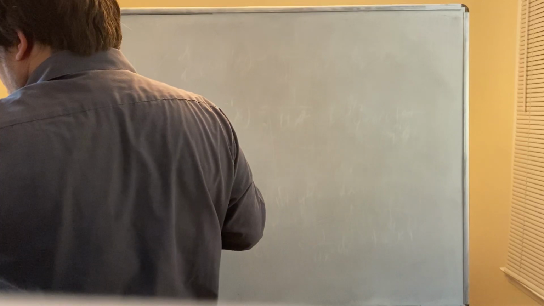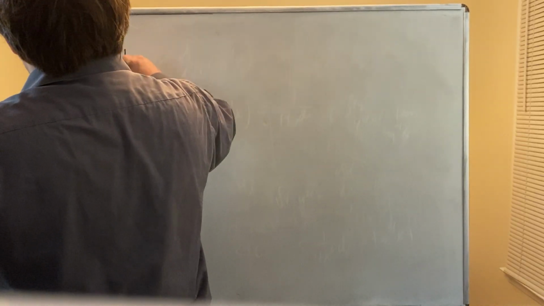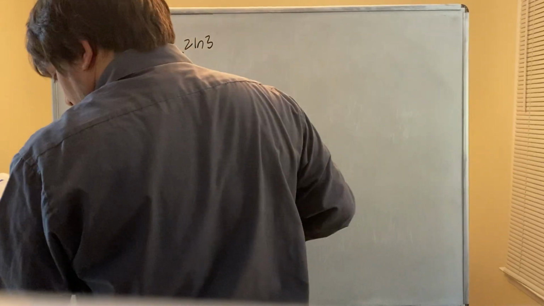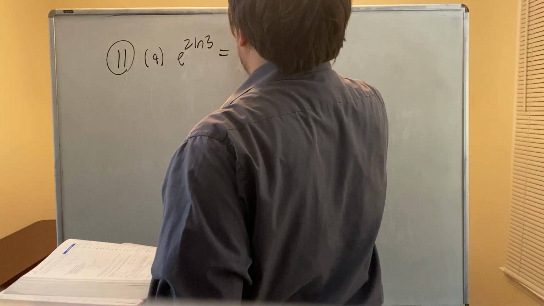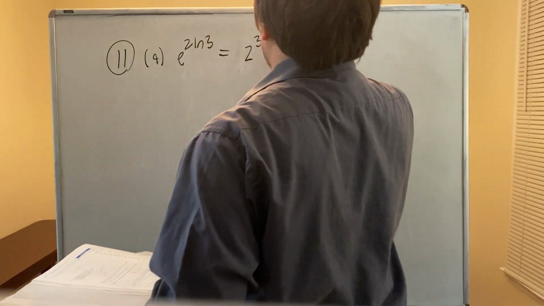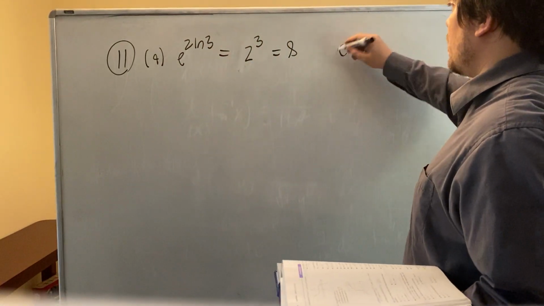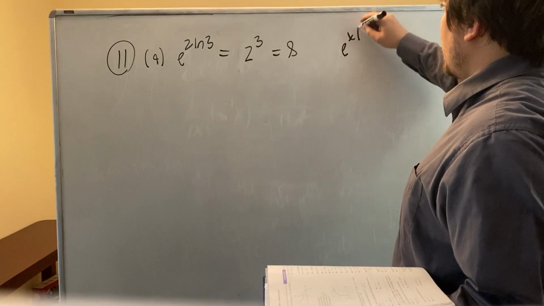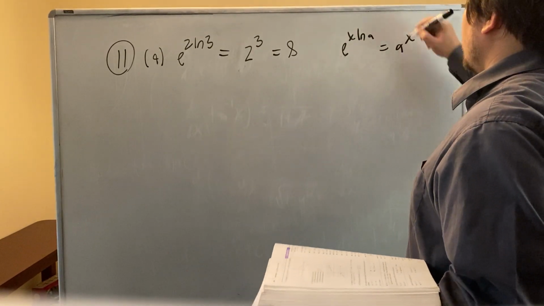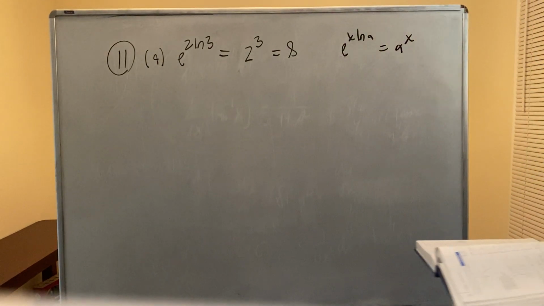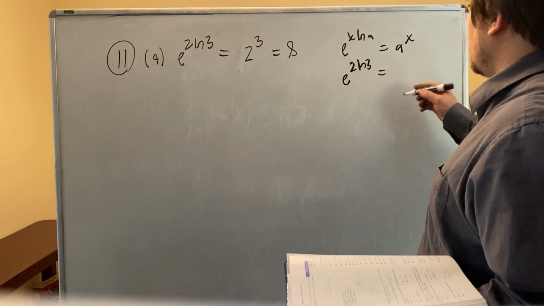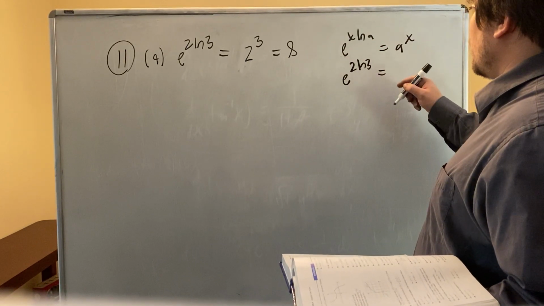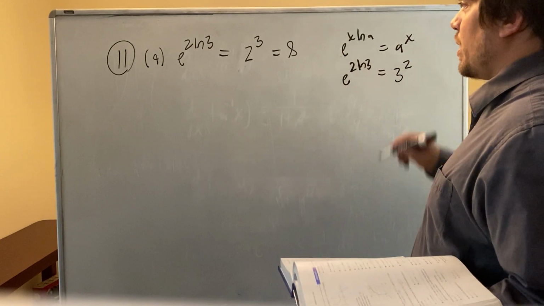Okay, let's do number 11. So number 11, part A, says e to the 2 ln 3. What does that equal? By the fact from our original equation in the chapter that said e to the x ln a is equal to a to the x, in this case, e to the 2 ln 3 is equal to 3 squared. It's actually 3 squared.